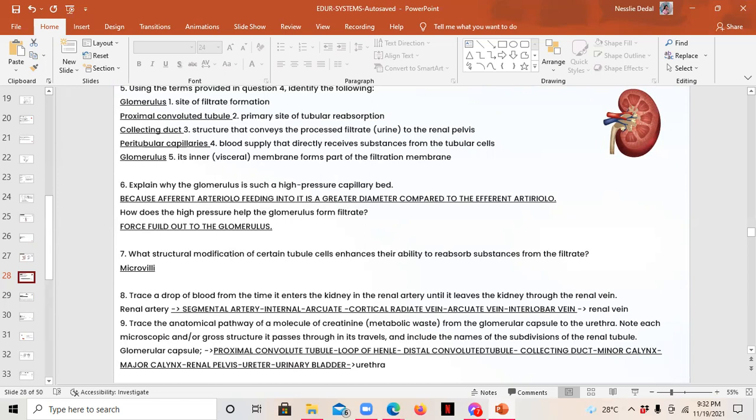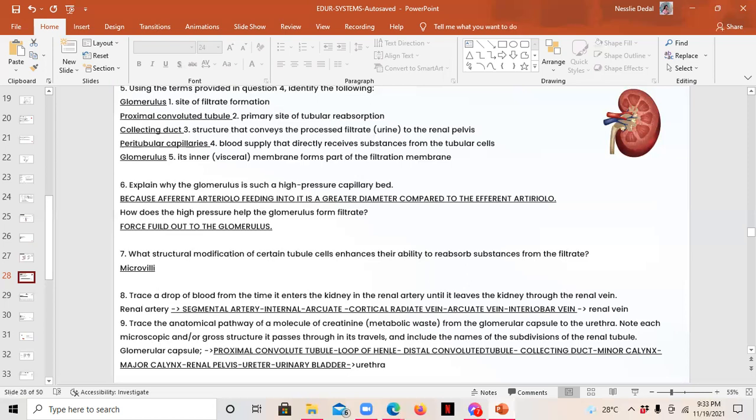Number 6, explain why the glomerulus is such a high-pressure capillary bed. Because the afferent arteriole feeding into it has a greater diameter compared to the efferent arteriole. How does the high pressure help the glomerulus form filtrate? It forces fluid out of the glomerulus.